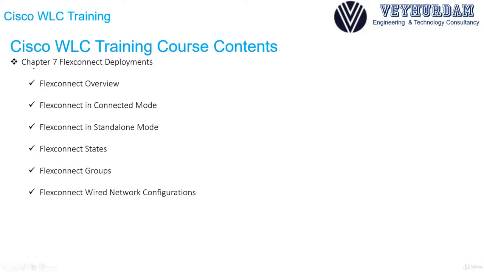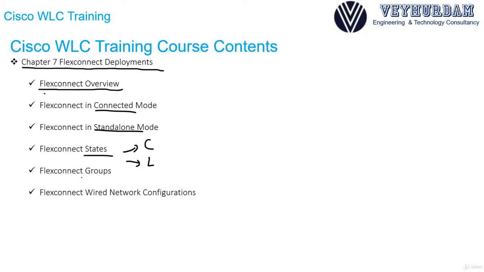In Chapter 7, we will deal with FlexConnect deployments. We went over what FlexConnect is, but now we will understand deeply what FlexConnect architecture provides us. We will understand different operational modes such as connected mode and standalone mode, and we will go over different FlexConnect states in terms of authentication and switching: what central switching means, what local switching means. We will go over them and discuss their benefits.